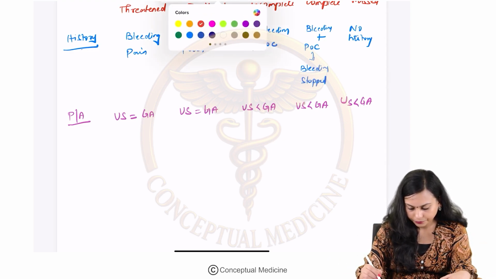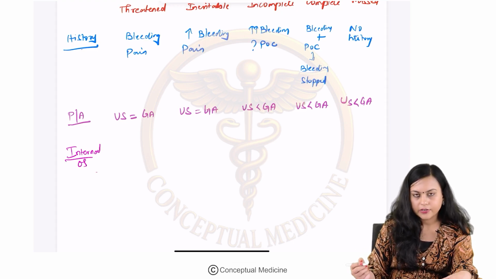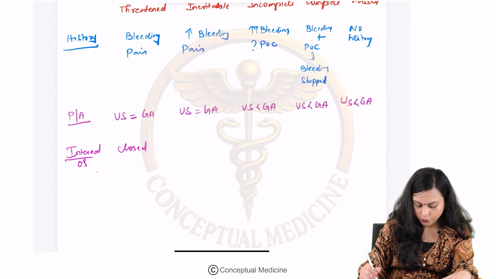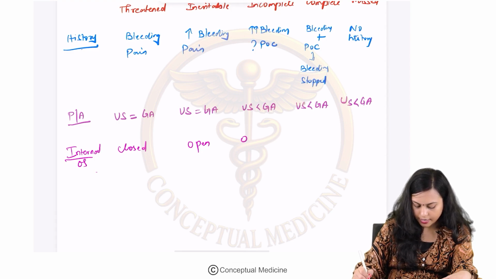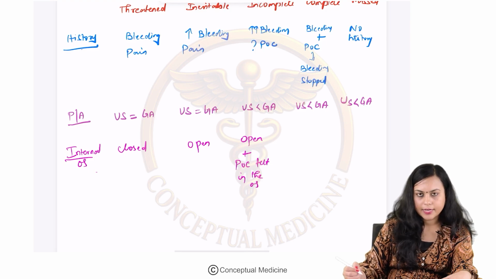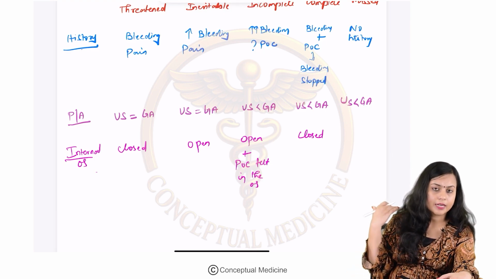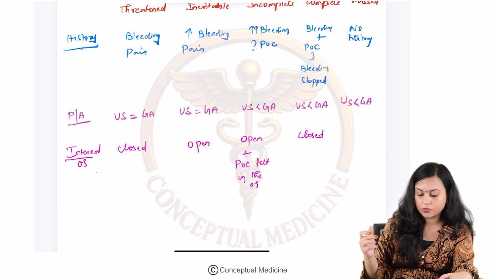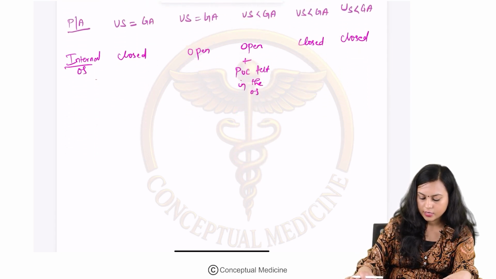So in the first two, the uterine size corresponds to the gestational age, and in the last three, the uterine size is less than the period of gestation. Next, we have to know about the internal os. The internal os is generally closed in a threatened miscarriage, and open in case of inevitable miscarriage, and open with products of conception felt in the os in case of incomplete miscarriage. In a complete miscarriage, the expulsion would have already been completed and the os goes for closing again. So there is a closed os, and in missed miscarriage also the os is closed. Clear?